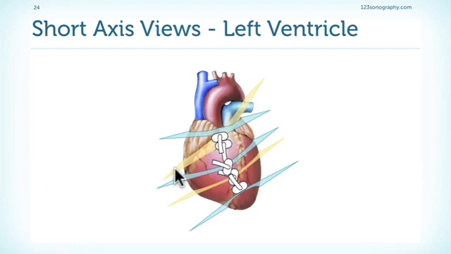Let's now turn to another short axis view. Let's turn to the short axis view of the left ventricle. There are several different views we can look at, starting from views which transect the left ventricle at the level of the mitral valve, have mid-ventricle, and more apically.